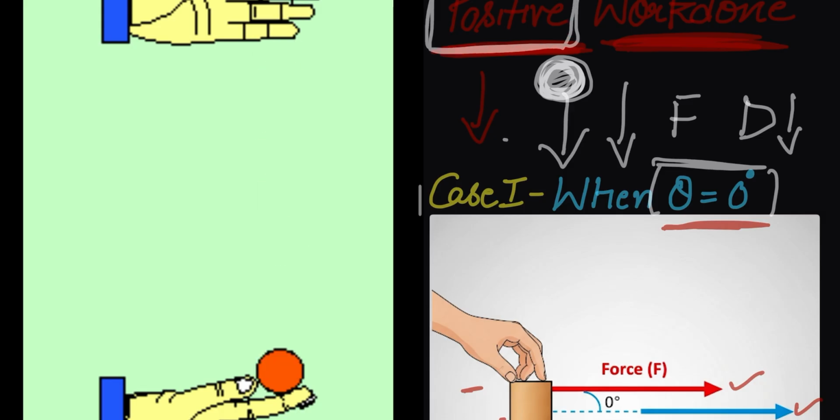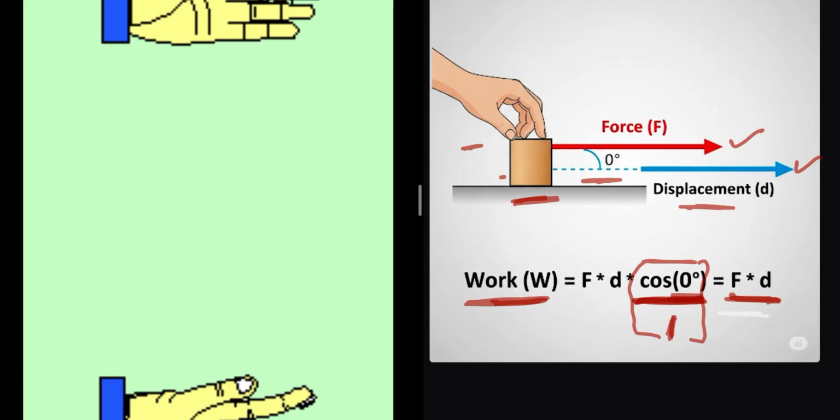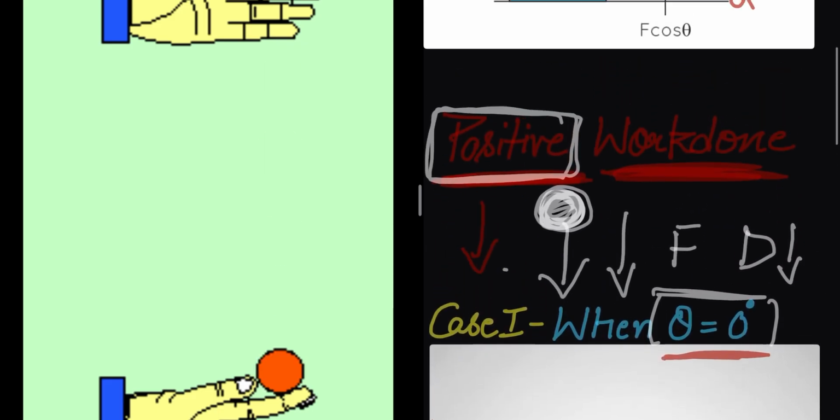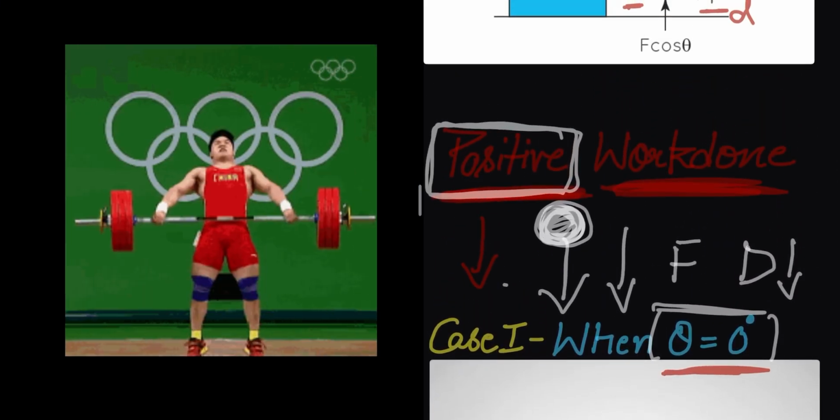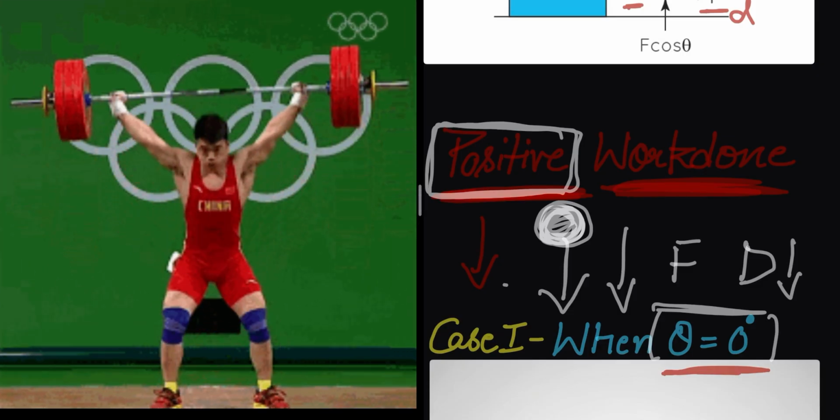Positive work done. Okay, because the expression for that is F into D. What is the expression? F into D, because cos 0 is 1. Clear, students, this example? Okay, if it is clear, what is the next example here? Look here. This is also a positive work done.